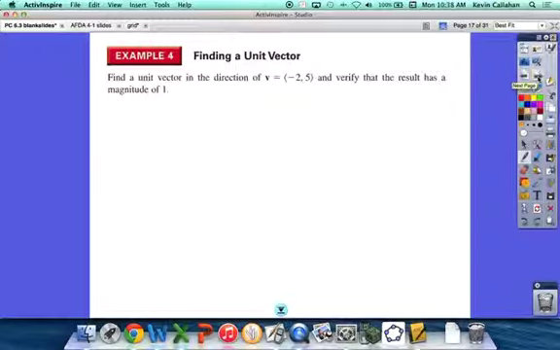So find a unit vector in the same direction as this vector v, <-2, 5>. And then verify that it does indeed have a magnitude of 1. So again, define the unit vector, and just because they did it on the last slide, I'm going to call the unit vector u. So the unit vector u will be the vector v divided by the magnitude of v. Okay, so I've got the vector v, I need to know the magnitude. So let's do that.